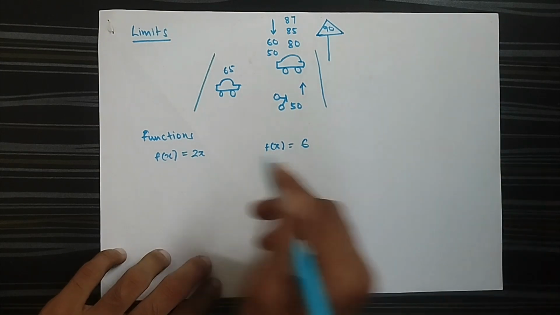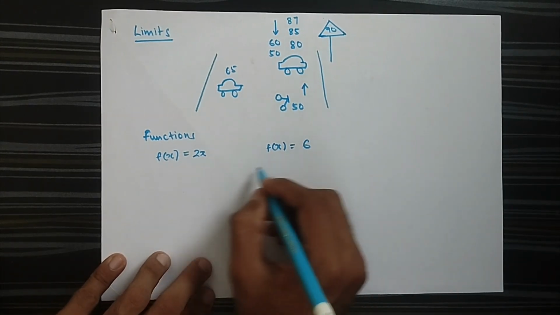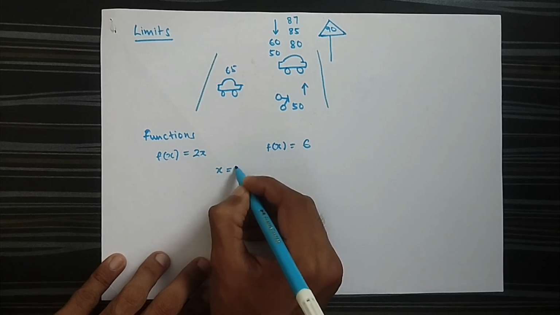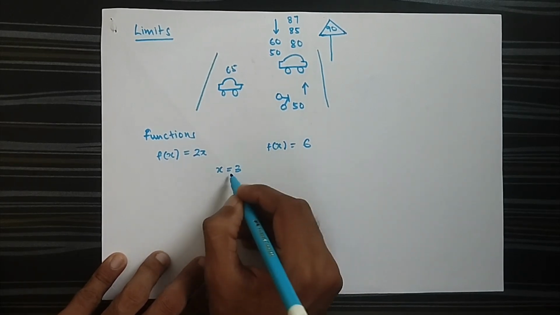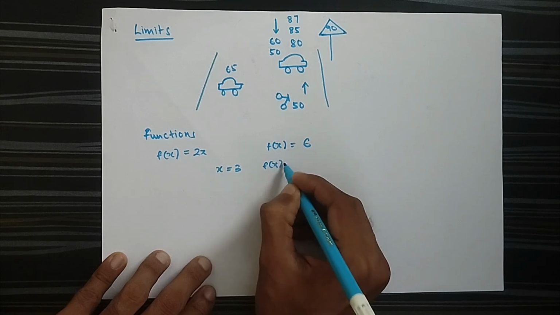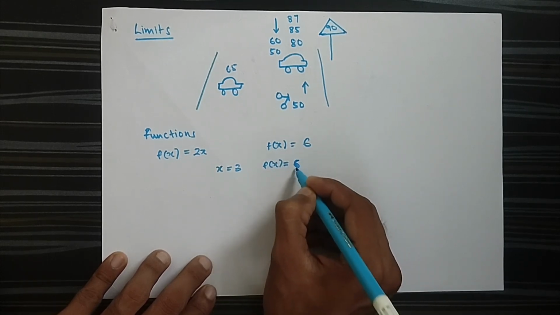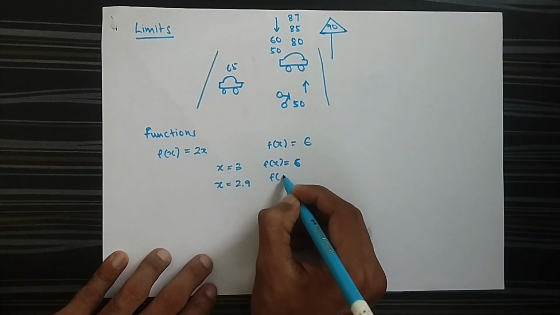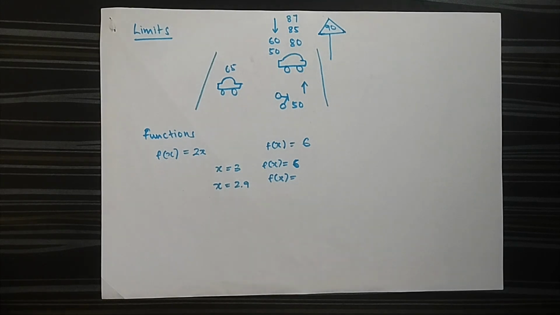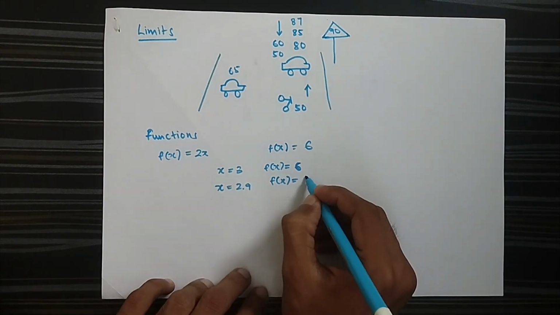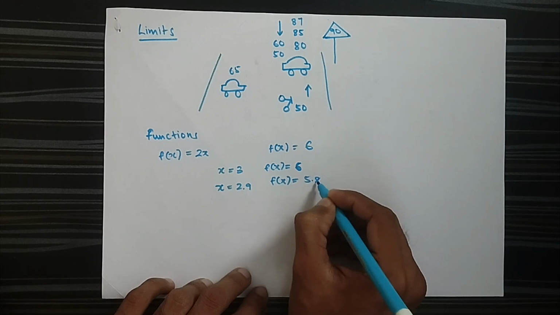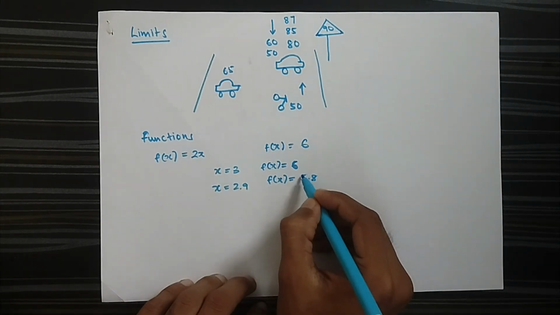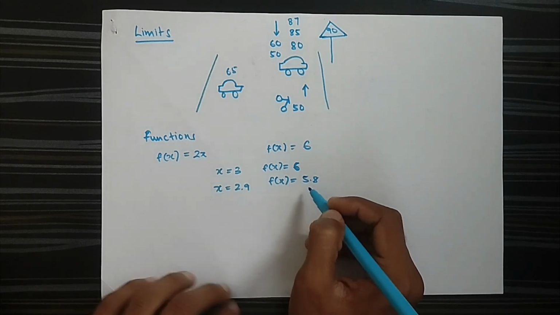Okay, and we give the value of x as 3. So if x was 3, we can reach the speed limit 6. So 6 is our speed limit. Suppose we give the value 2.9. What will our f of x be? Our f of x will be 2 into 2.9, which would be equal to approximately 5.8, right? 5.8 is really close to the speed limit but hasn't actually attained it.